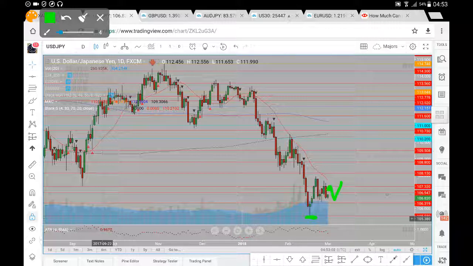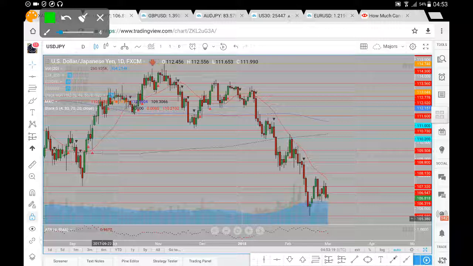But we do appear to have formed a bit of a bottom in around 105.55. We have not retested that level, but we've gone into a period of consolidation before we look to see prices head upwards, which will be counter to this trend to the downside.